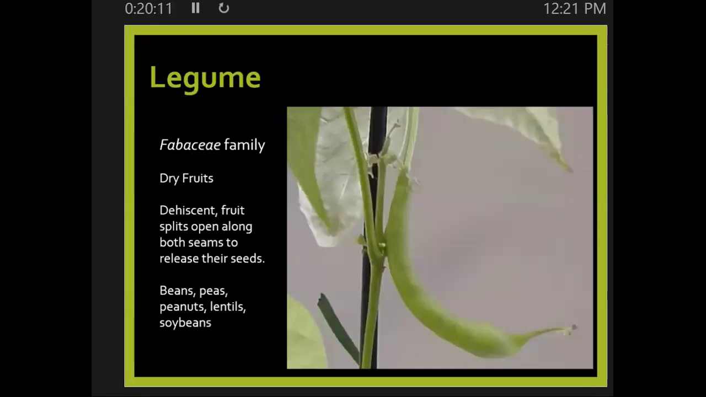So the legumes are the Fabaceae family. They're dry fruits. They're dehiscent, meaning that their fruit splits open along both seams. So beans, a variety of different beans, peanuts in a shell. Those are legumes. Lentils, soybeans. So there's lots of legumes that are used for commercial crop production and as part of our diet.